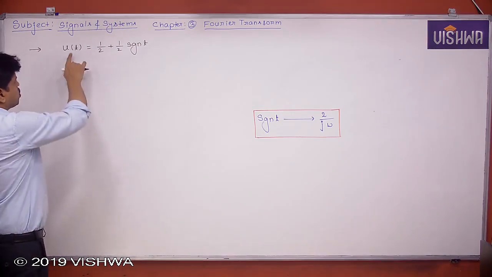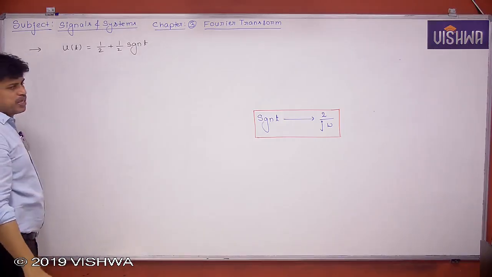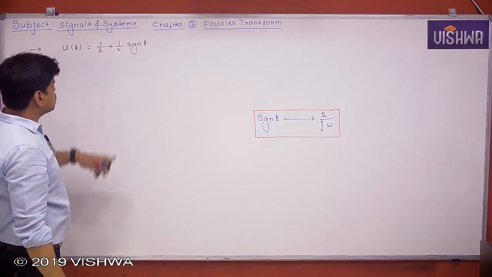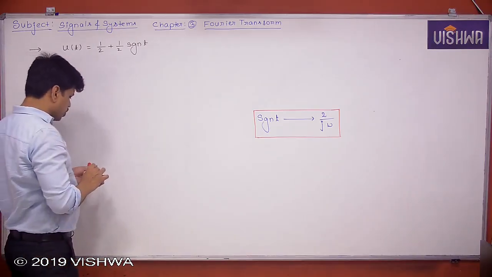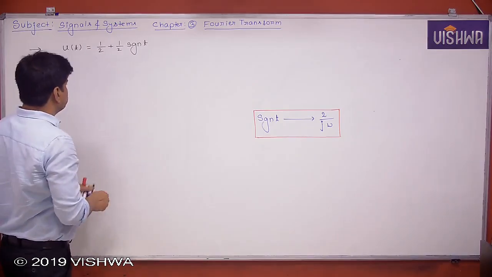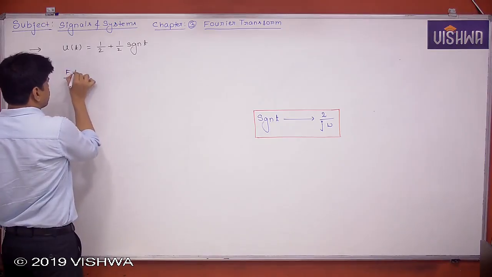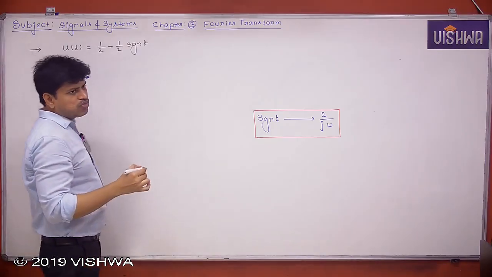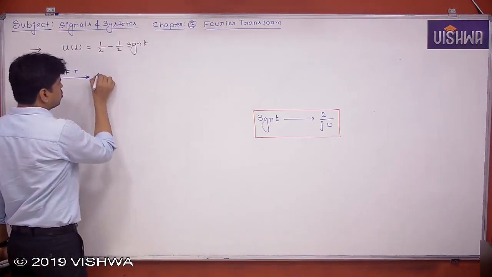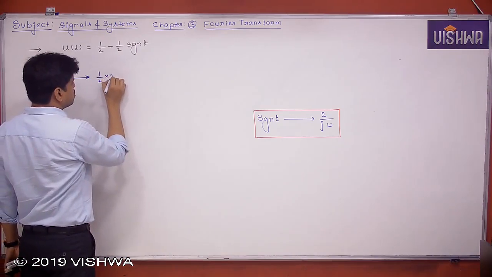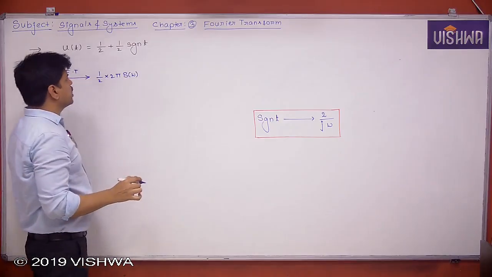Or we can write u of t as having an even part and an odd part. So in that manner also we can write u of t like this. Once we have u of t like this, we have to calculate the Fourier transform for it. How can we calculate it? Let's see. If I apply the Fourier transform, for 1 we know the Fourier transform is nothing but 2 pi delta omega. So 1 by 2 into 2 pi delta omega. This is the Fourier transform for 1.